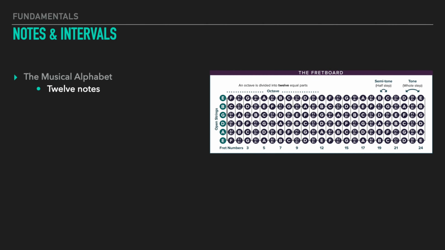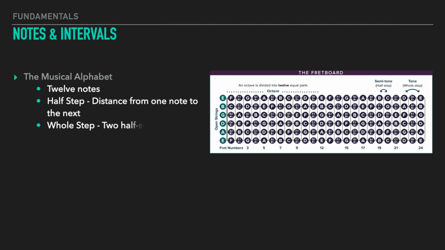Essentially, all of the 12 notes that we have come from taking the space from a fundamental to its octave and dividing it into 12 parts. So a half step is the distance from one note to the next. We can actually think of this as a unit of measurement. We can't go any less than a half step in music. So we can see how far notes are from one another by using half steps to count. Whole step is simply 2 half steps.